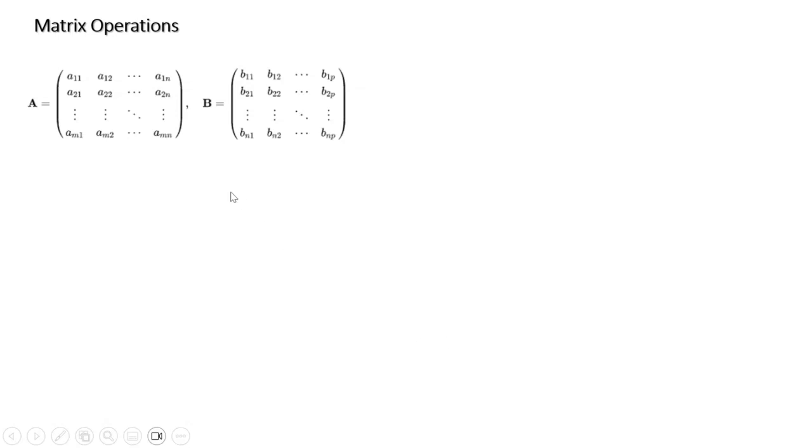Okay, now this is called matrix operations. In order for you to add or subtract matrices, they have to be the same size. If they're not the same size, it cannot be done.